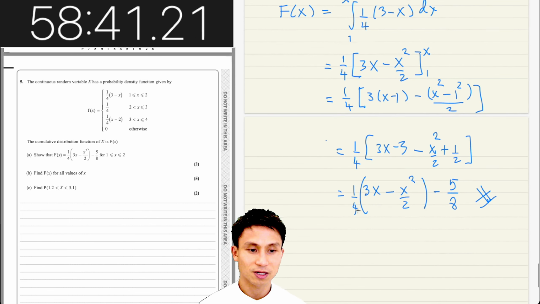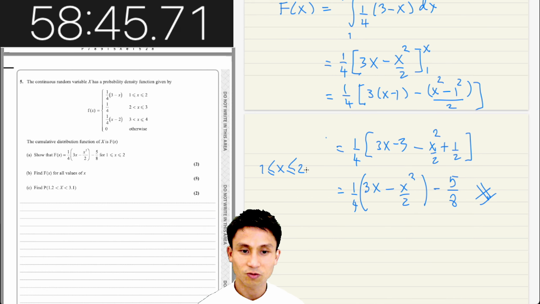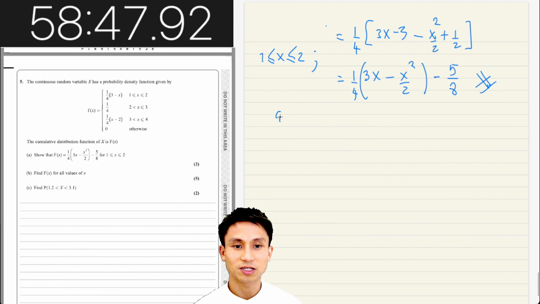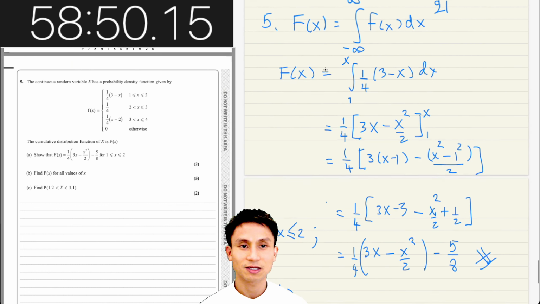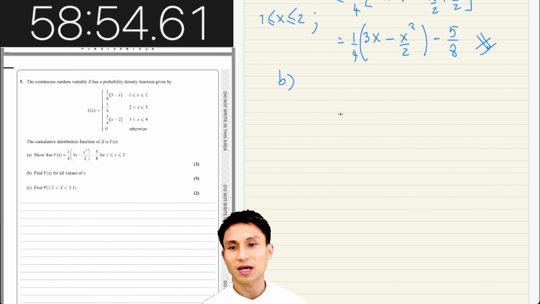So this is just the bound 1 less than or equal to x less than or equal to 2. Just in case they want us to write that. And this is part A. Part B, find F of x for all the values of x.